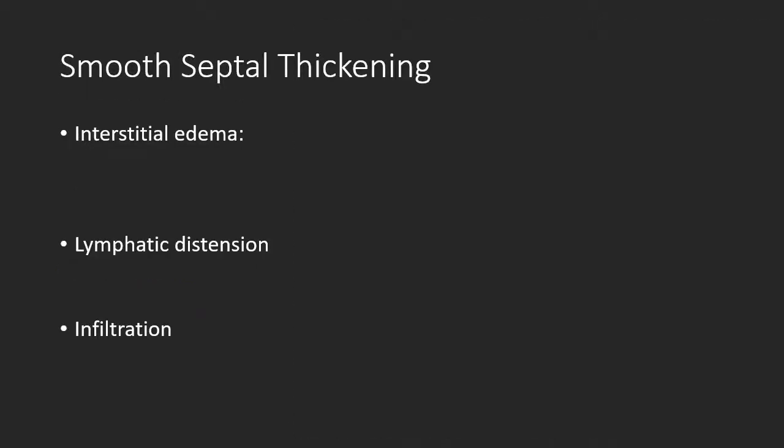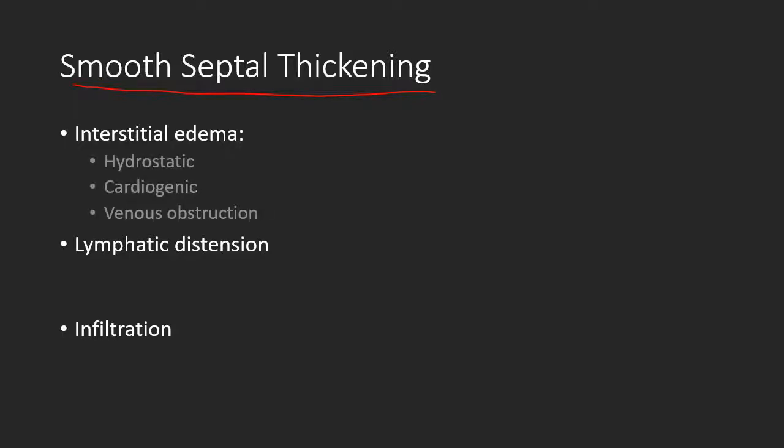Okay, so now that we have a framework here of the different interstitiums within the lung, and the different appearances of septal thickening, let's now talk about the main topic, which is smooth septal thickening. I typically attribute this to three major causes: interstitial edema or fluid within the lungs, some sort of lymphatic process within the lungs, so typically lymphatic distension, and again, remember the edges of the secondary pulmonary lobule is where you see a lot of the lymphatics, as well as some infiltrative disorders.